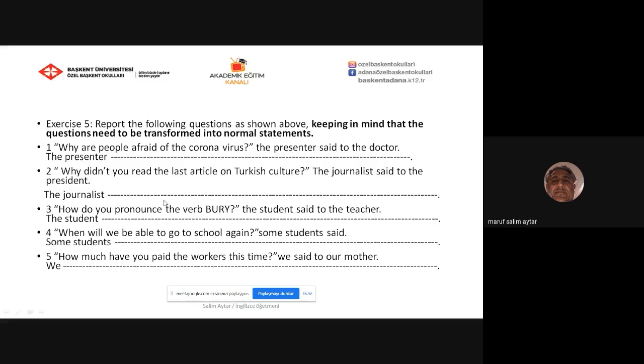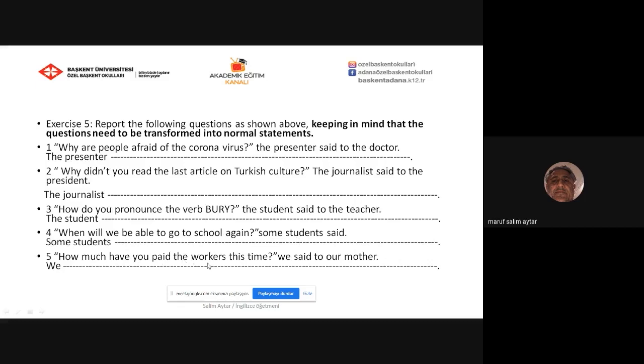"How do you pronounce the verb bury?" The student said to the teacher. The student asked the teacher how he pronounces or pronounced, both are possible, the verb bury. "When will we be able to go to school again?" Some students said. Some students wanted to know when they would be able to go to school again.